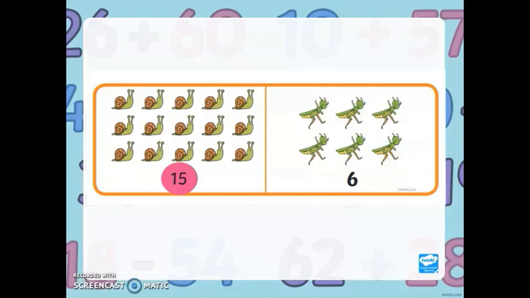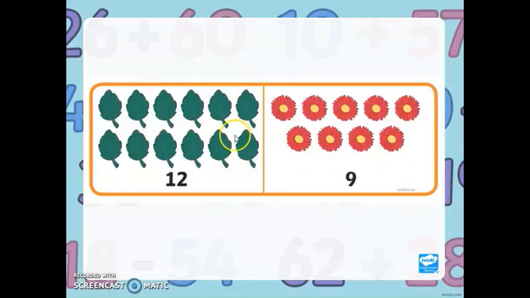Now moving on to our next activity, students, as you can see in front of you, there are two pictorial representations. In one picture we have leaves and in the next we have flowers. Dear students, by these quantities you can tell which object is more and which object is less. And for your ease we have written the number below, that is 12 and 9. And with these two numbers you can also tell which number is larger and which number is smaller.